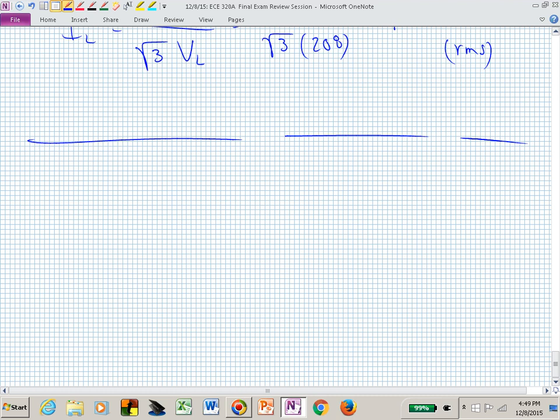If our transmission line didn't have any impedance, then the voltage at the load terminals would be identical to the voltage at the source terminals. Suppose that was not the case. Suppose that you now are told that you have 0.05 plus j0.02.